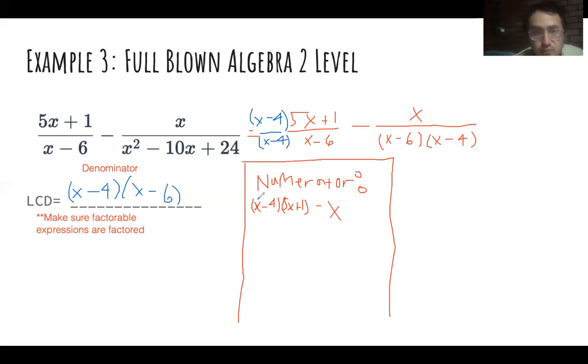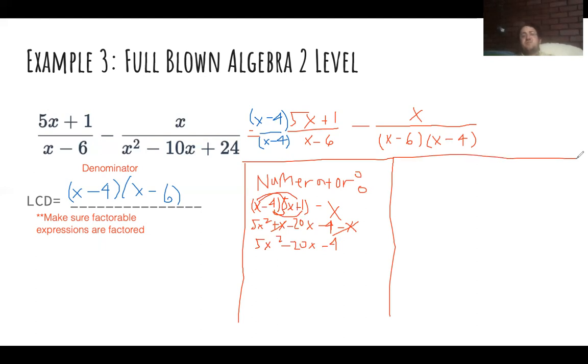And when we do that, we need to make sure that we multiply. So I have 5x squared plus x minus 20x minus 4 minus x. And what happens is that the x's go away and the minus x. So I'm just left with a 5x squared minus 20x minus 4. And that's my numerator.